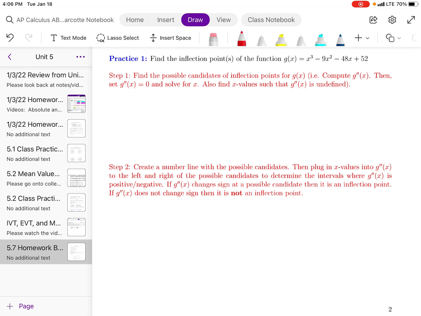So now let's just actually look at an example. So it says find the inflection points of the function g of x equals x cubed minus 9x squared minus 48x plus 52. So the first thing I want to do is find all possible candidates of inflection points. So in other words, I need to find the second derivative, set it equal to 0, and solve for x. And then I also need to check for those points where the second derivative is undefined.